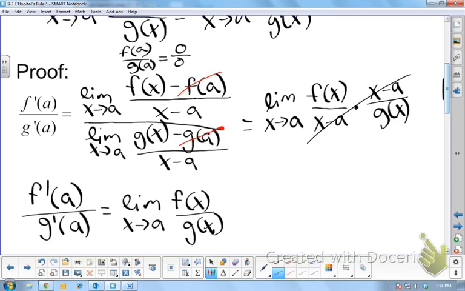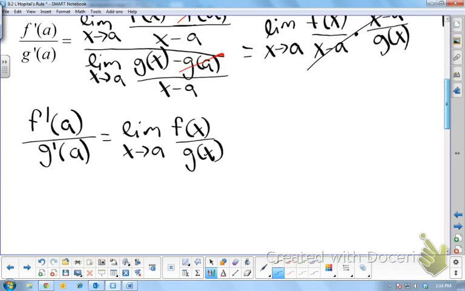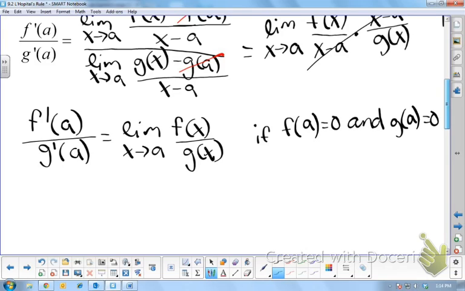And then I'm just going to tell you the infinity one works as well because I don't know how to prove that one. So if f of a is 0, not f of x, f of a, sorry, and g of a is 0, or f of a is infinity and g of a is infinity. That's the only time L'Hopital's rule works.